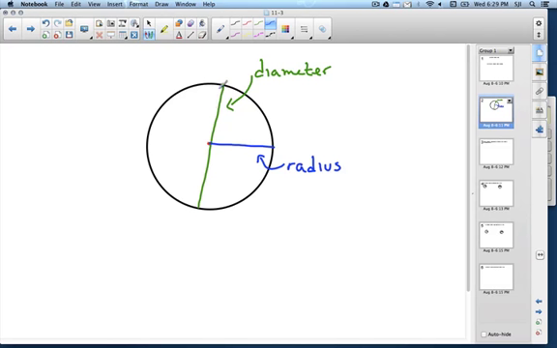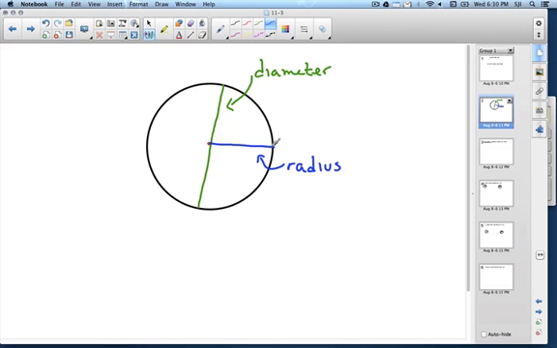Now I'd like you to notice that the diameter goes all the way across the circle from the center through the center, and the radius goes from the center just to one edge. So that means that if you were to compare a diameter and a radius together, the diameter would be twice as long as the radius, because from here to here is one radius, and from here to here is the radius again. So that means the diameter is twice as long as the radius, or you could think of it as the radius is half as long as the diameter, because the diameter goes from the edge to the center all the way to the other edge.